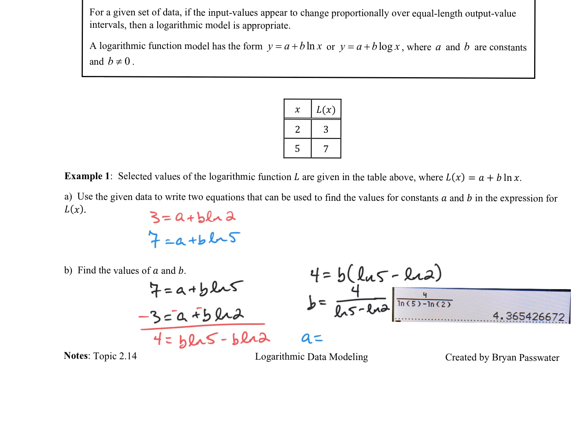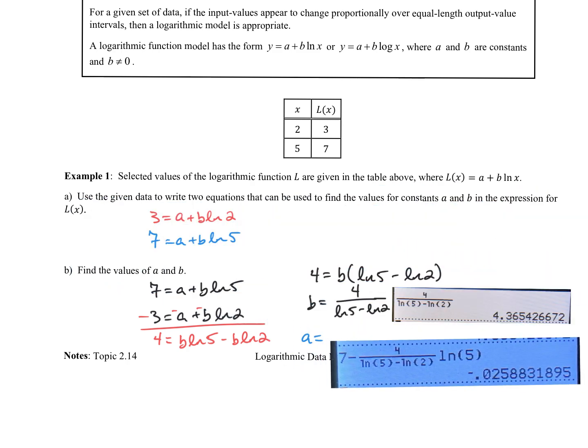All right, and then all I have to do is type in natural log of 5. It's natural log 5, isn't it? I think so. All right, and so then my a will equal this, negative 0.0259.